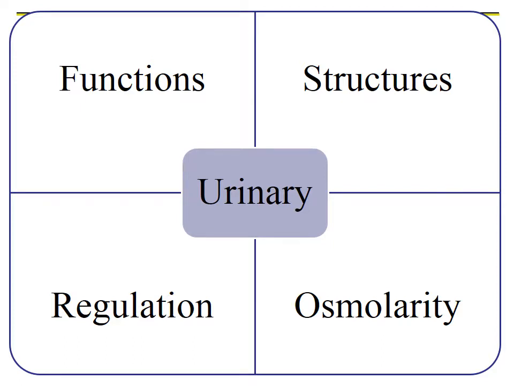The urinary system is responsible for filtering blood, processing that filtrate, and eliminating the waste. It makes sense then that the urinary system would also be involved in regulating the content of our blood. We will be looking at these processes, how they are controlled, and how we use the urinary system to regulate blood osmolarity.